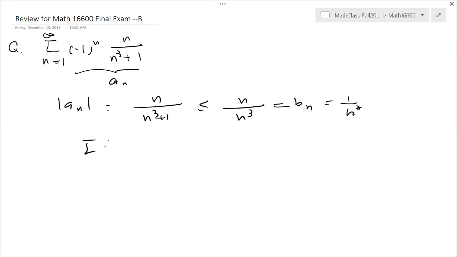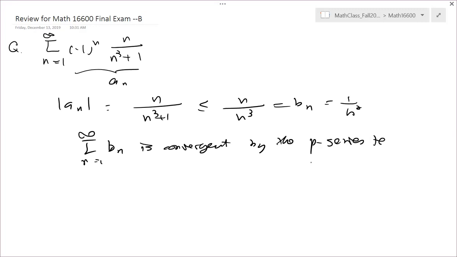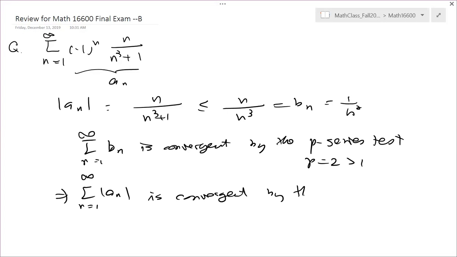And clearly, b_n is convergent. Why is it convergent? By the p-series test, p is 2, which is greater than 1. Then you cannot say sigma a_n is convergent; you have to say this series, because when you apply the comparison test, you only apply it to series with positive terms, but that's okay. This is convergent. You have to say that. Don't skip that part. By the comparison test, sometimes you have to use the limit comparison test. Then you conclude that.